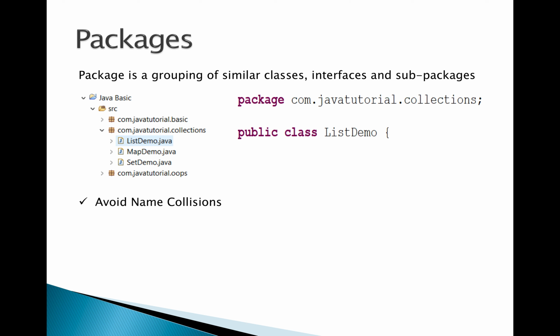Suppose you are having ListDemo in your package, and somebody else is coming up with a ListDemo in a different package, still it is okay, because your class name is going to be referenced by your package name dot the class name. So as long as you are not having a duplicate class name in the same package, you will not have name collisions. And while you name the packages, you will also be careful to use a naming convention that will be unique.